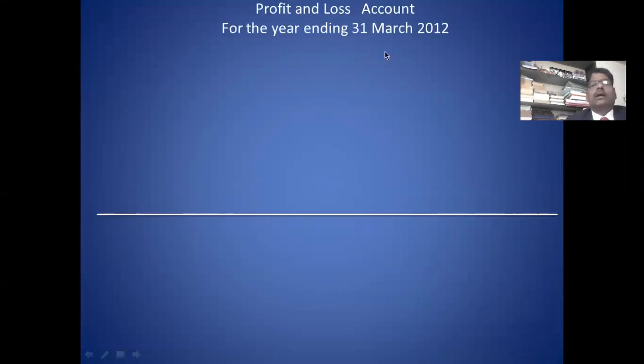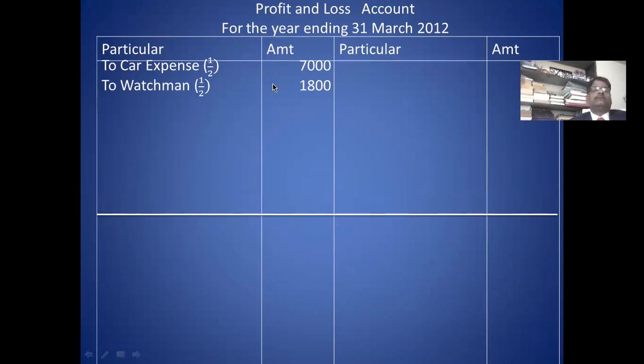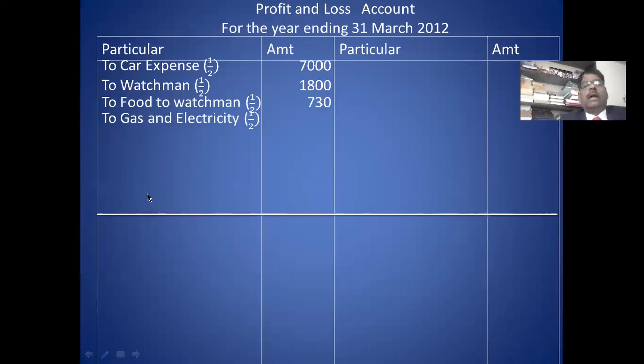Profit and loss account for the year ending 31st March. Okay. First item, car expense. 14,000 is there. You take half of that, 7,000. Then next is watchman. Watchman pay 3,600. Half of that, 1,800. Next, food to watchman. Food to watchman, 1460 is there. Out of 1460, you take half, 730. Okay. Next, gas and electricity. 2,400 amount is there. You take half, 1,200.